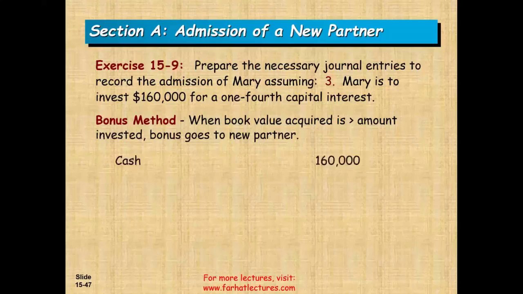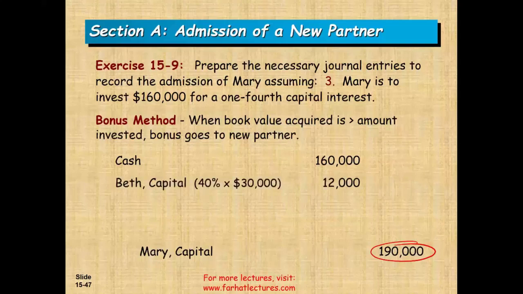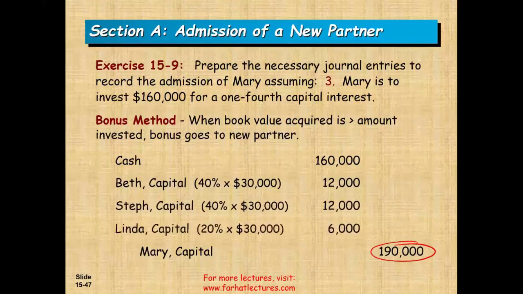So here's what's going to happen. Mary invested 160. Mary is to get 190. What happened to the other 30,000? Beth will give up 12,000. Steph will give up 12,000. And Linda will give up 6,000. 40%, 40%, and 20%, multiplying by 30,000.